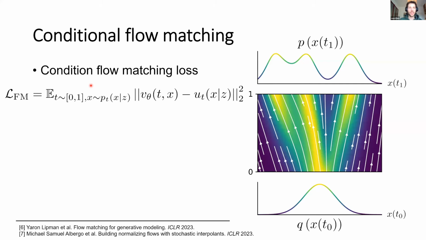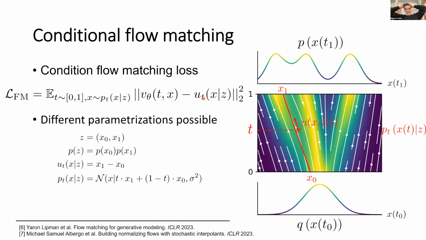And the main idea is that if we want to match against a global target vector field, this is intractable. What we can do instead is to match against a conditional vector field. So here, similar to diffusion models, we take the mean squared error between the vector field we're trying to learn and some target conditional vector field. So the way I always phrase it is, we want to learn some ODE that brings us from a prior, if we integrate it, to our data distribution.